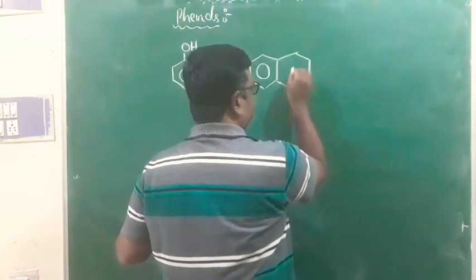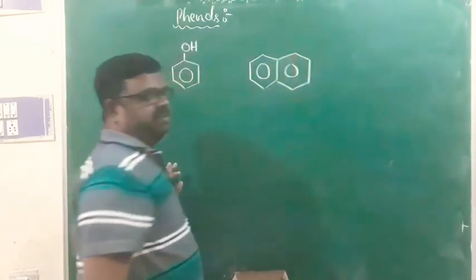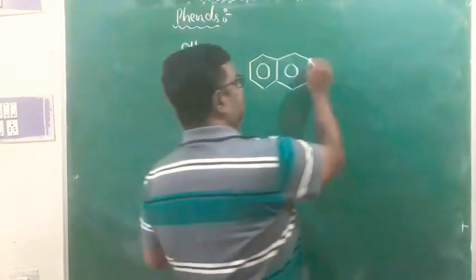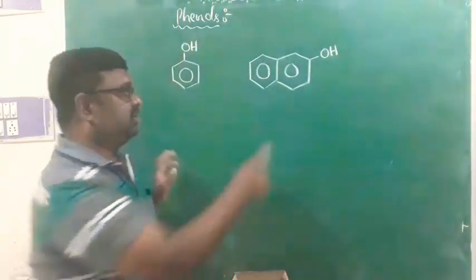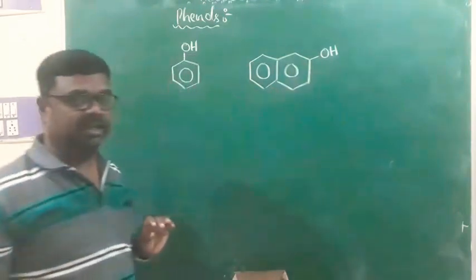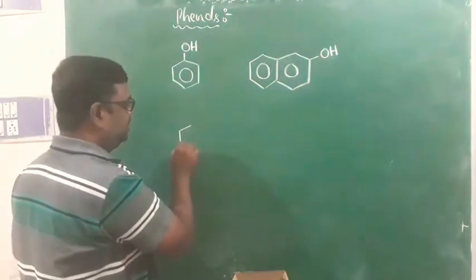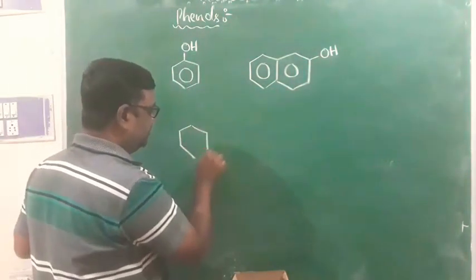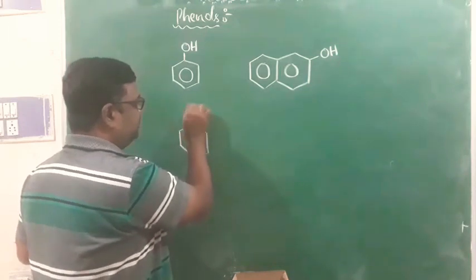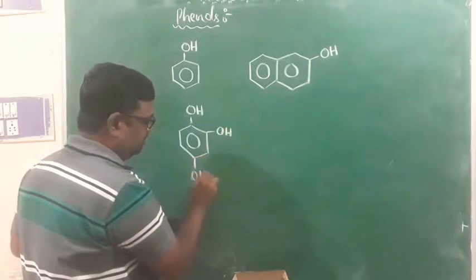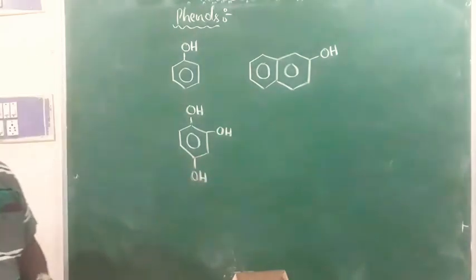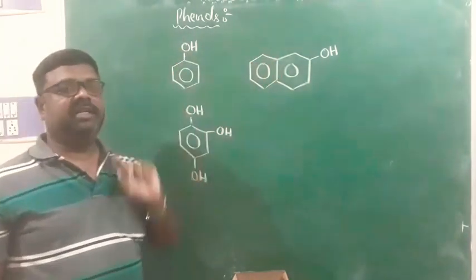Here we have two fused benzene rings, that is naphthalene, to which an OH group is connected. This is also a phenol, because the OH group is directly attached to the benzene ring. Any organic compound where one or more hydroxyl groups are directly attached to the benzene ring is what we call phenols. These are all examples of compounds where the OH group is directly attached to the benzene ring.